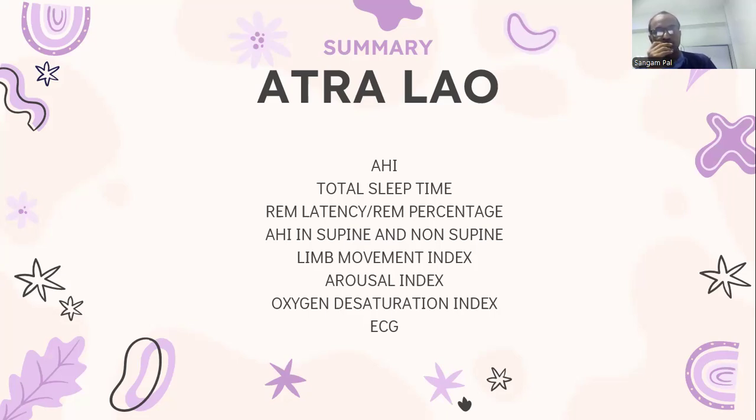And then we have to see his oxygen desaturation index, what was the lowest oxygen desaturation, and how much time the patient spent with desaturation less than 80%. And last we have to see his ECG. ECG will show us any urgent ST-T wave elevation or any pathogenic arrhythmias. And the lowest oxygen desaturation shows us the urgency of treatment.